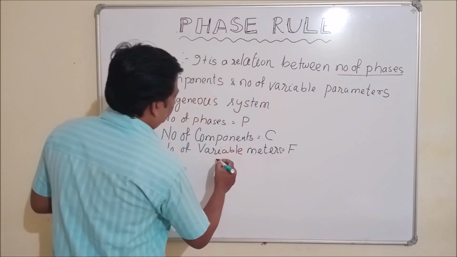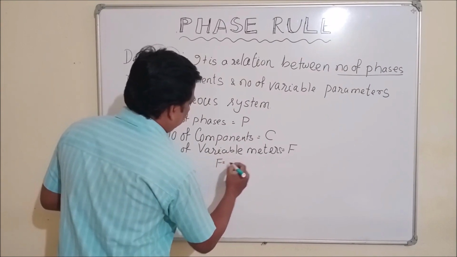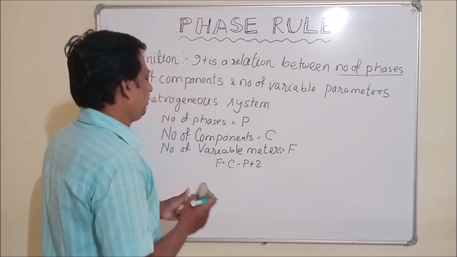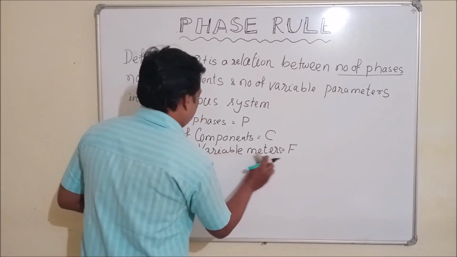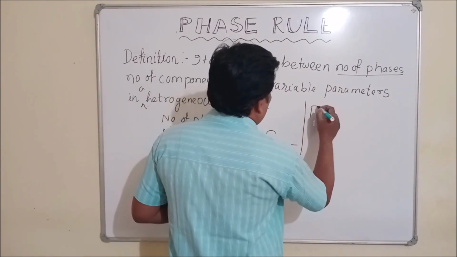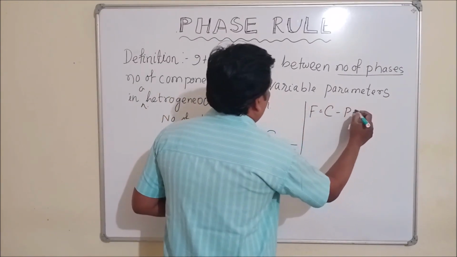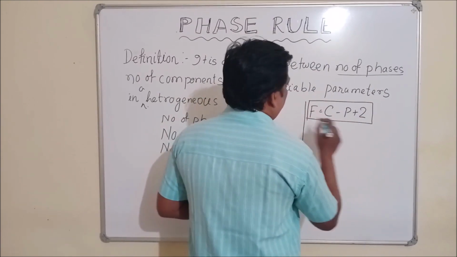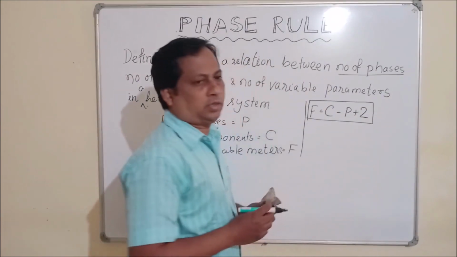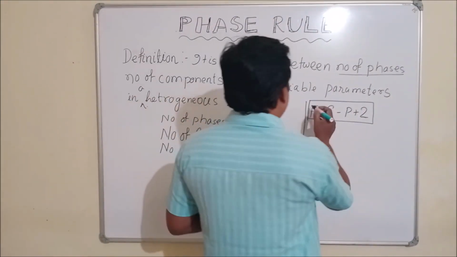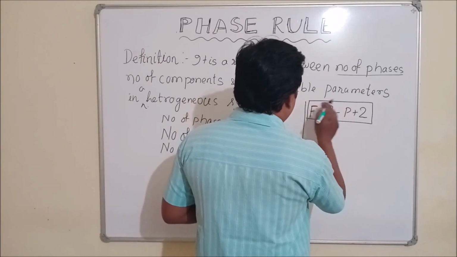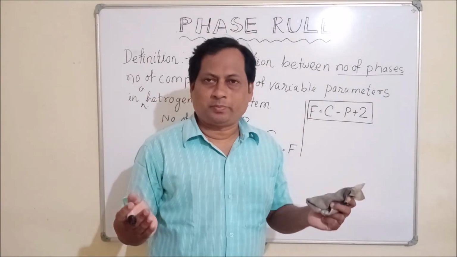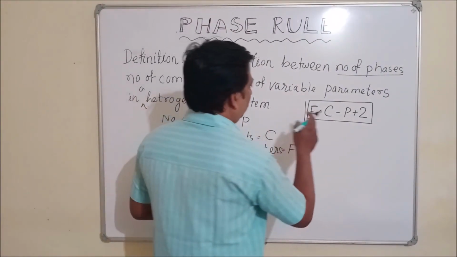So what is the relation? F is equal to C minus P plus 2. So here we write F is equal to C minus P plus 2. So this is the phase rule. So 2 is kept constant. Here F is the number of variable parameters, like maybe your temperature, maybe your pressure. Okay. So it is the number of variables.